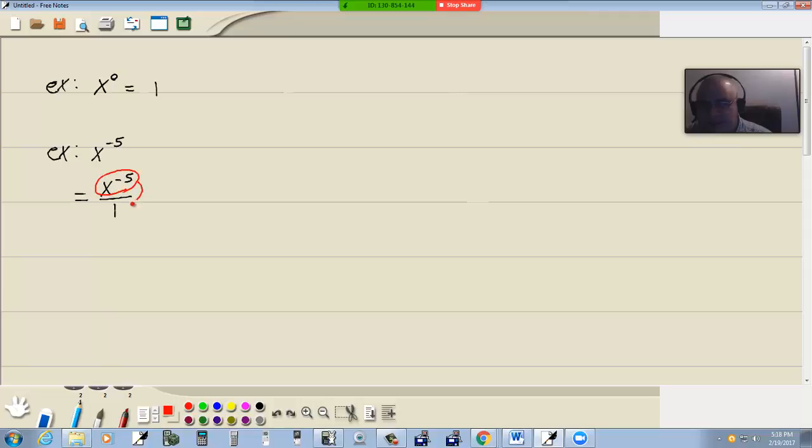So this x to the negative 5, I'll move it down below. When you move anything opposite of where it's at in a fraction, the sign of the exponent changes. So the x to the negative 5 becomes x to the positive 5. And you never leave a blank in a fraction, so that's a placeholder. You always put a 1 there. And that'll be your answer.